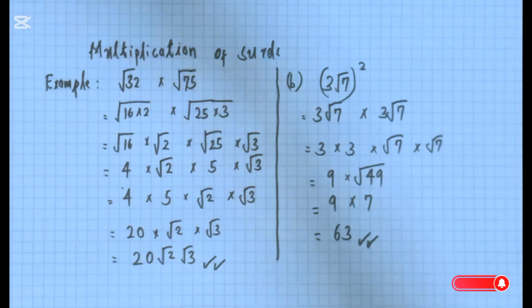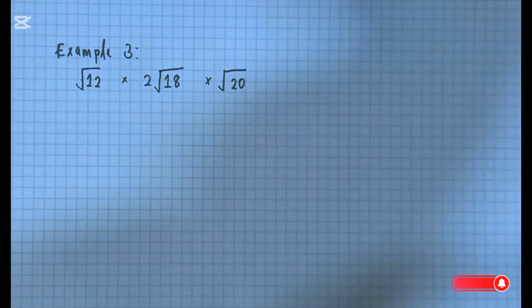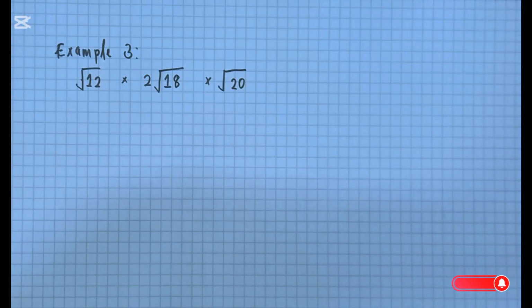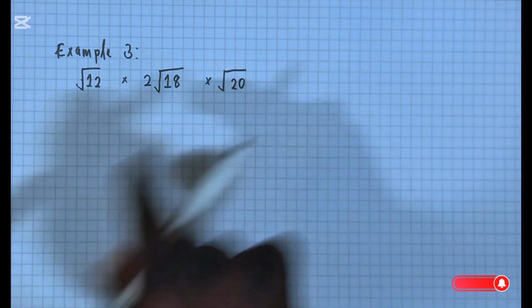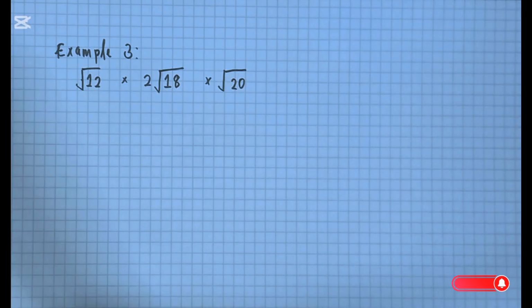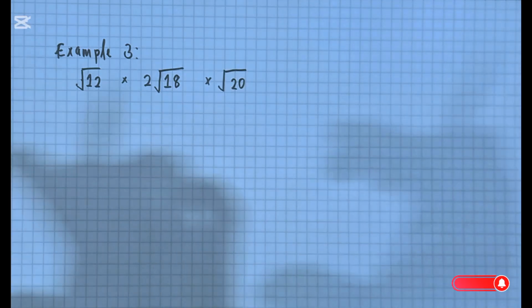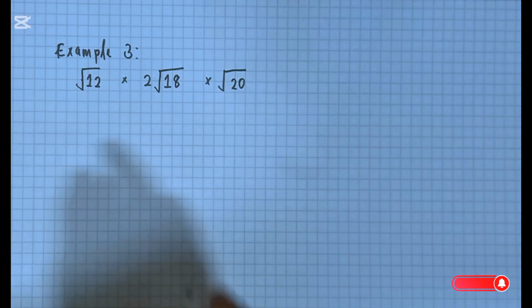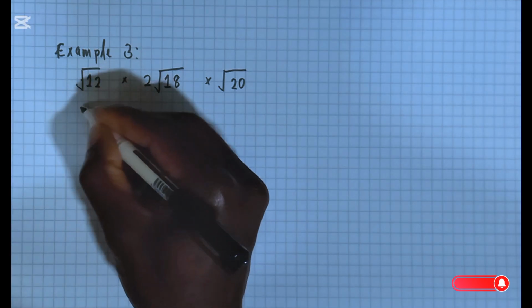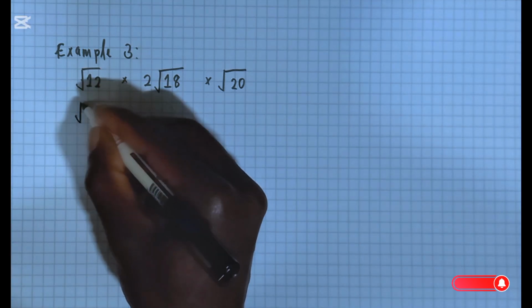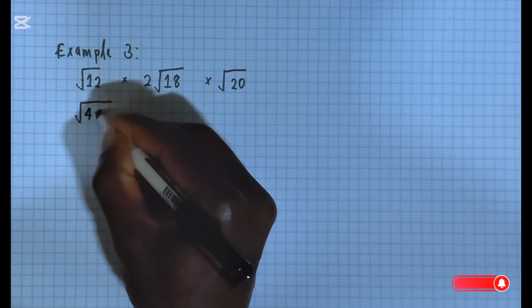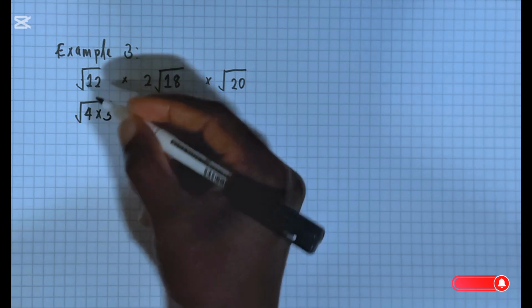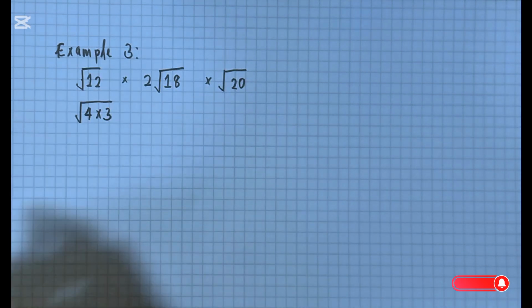Let's do the last example under this and then look at division. For the third example, we are having a root of 12 times 2 root 18 times 20. Remember, for us to multiply this, we have to first of all have these surds written in the simplest form. So this written in its simplest form basically means that we are going to write 12 in terms of 4 times 3.